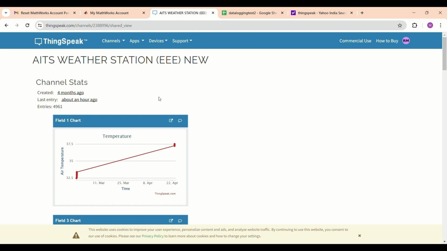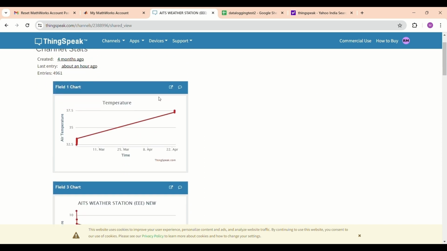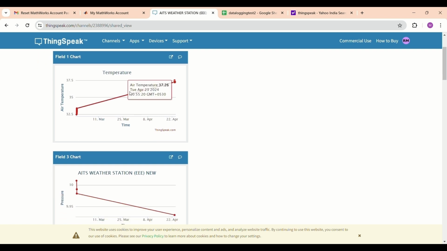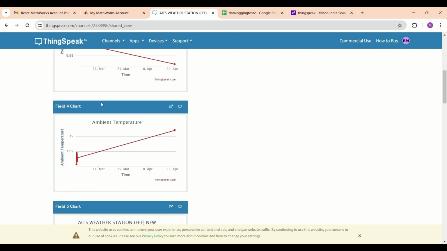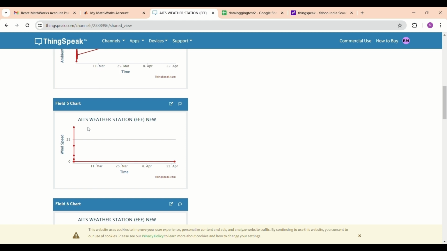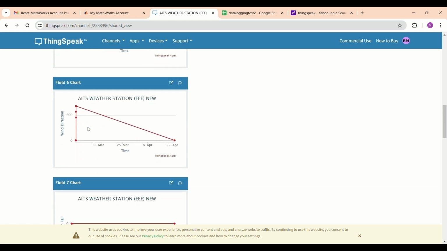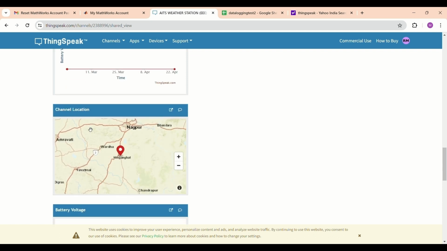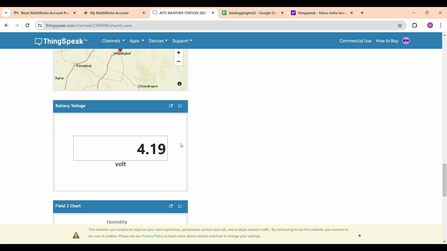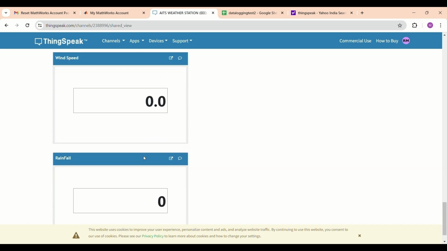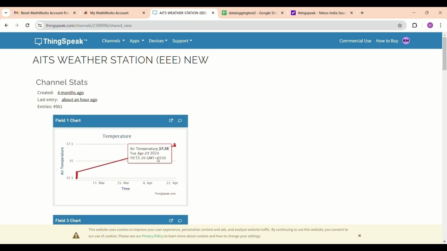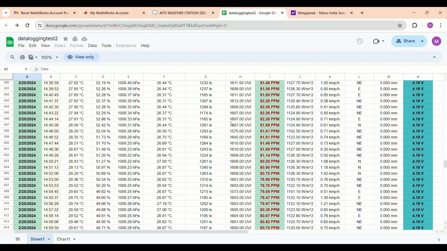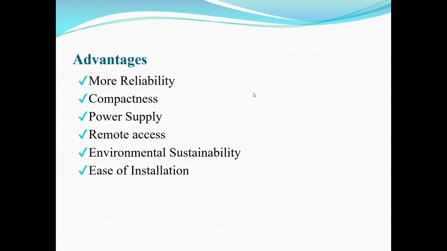This is a graphical representation of our results. In that we have also shown the graphical representation. This is the temperature. This is the pressure. This is the external temperature, that is the ambient temperature. This is the wind speed, wind direction, rainfall, battery voltage, and we have also added the location, and the battery voltage, humidity, wind speed, rainfall. So all this data will be recorded in graphical representation also, and we also store all the data in Google Sheets.